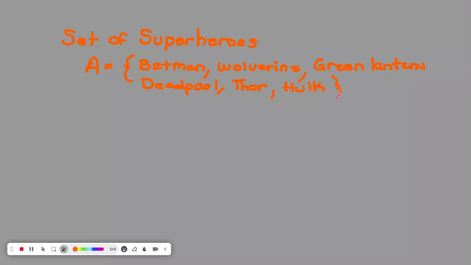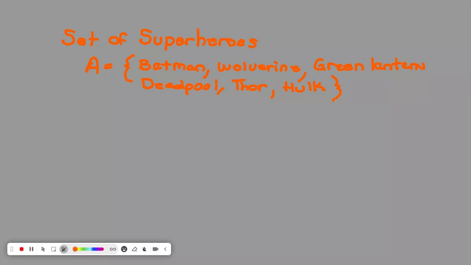So anyway, we have our set. It's a set of superheroes. Now, obviously, there's more superheroes than this, but this is it. This is our set of superheroes, and that's all there is according to this set. So it is a finite set, which I'll talk about more.